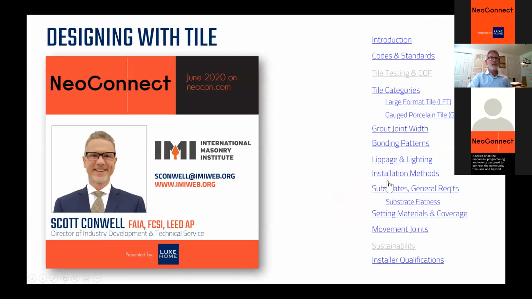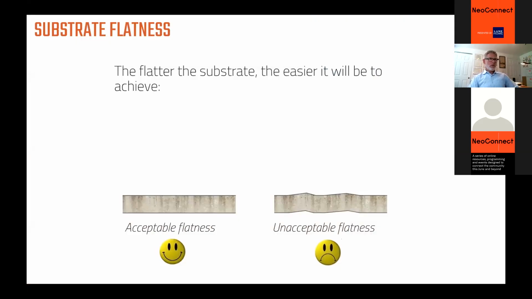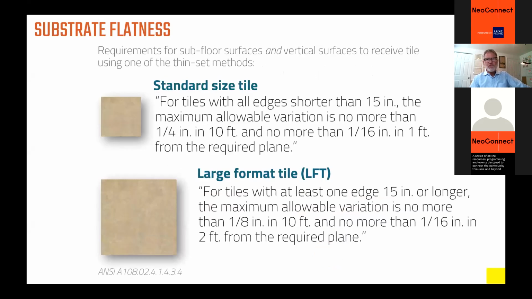Let's see, I think I'll tell you right now. Yeah, let's talk about that next. So we have to have a substrate that's flat. And again, my examples are horizontal, but walls also have to be flat. And notice I'm not using the words level or plumb, because that's less important. I'm using the word flat, meaning in plane. Flat is important to eliminate lippage, and also to make sure the tile stays bonded to the substrate. These are why we need flat substrates.